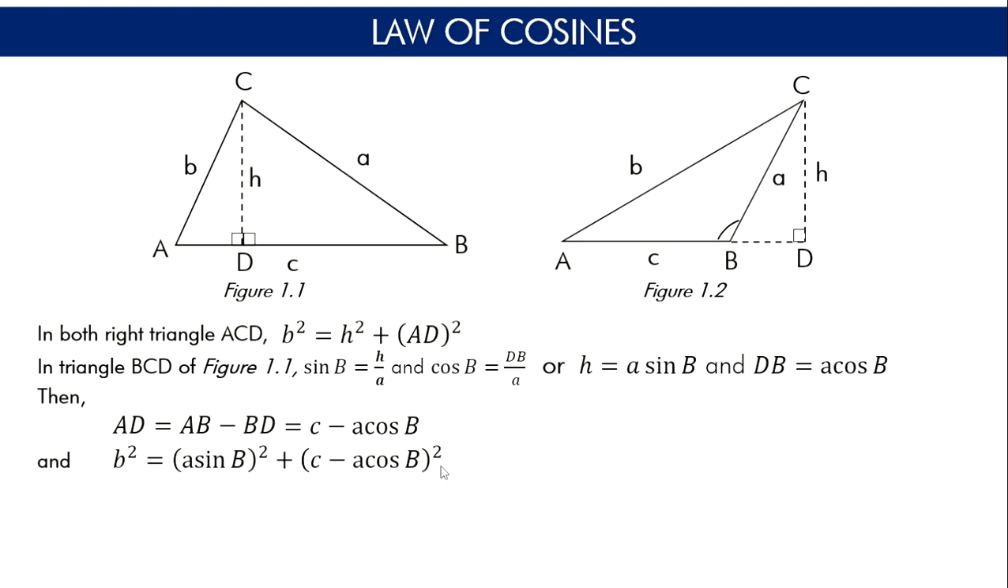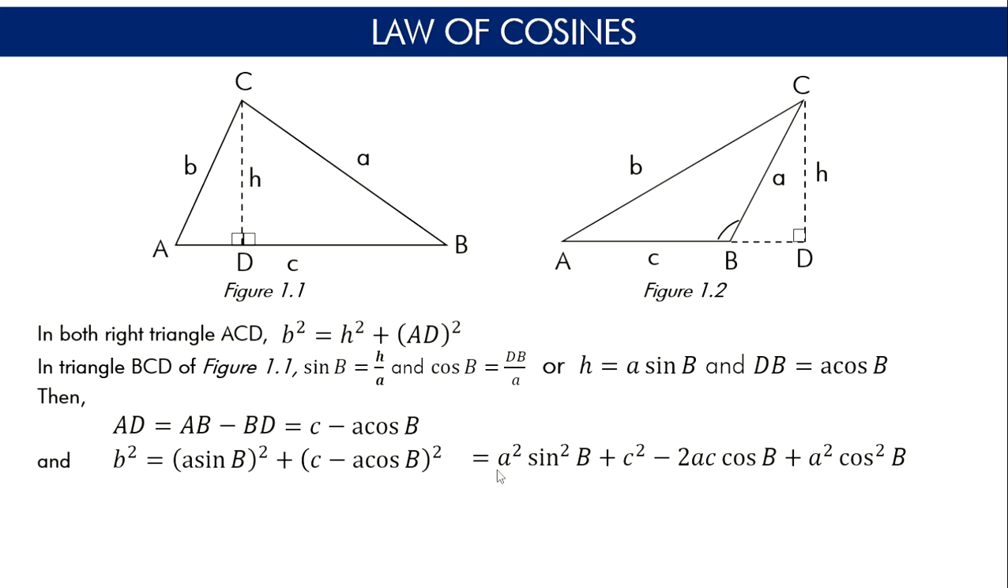Then let's simplify this. So we'll obtain here b squared is equal to a squared sine squared b plus c squared minus 2ac cosine b plus a squared cosine squared b. So from this we have a squared sine squared b, and then here we have c squared minus 2ac cosine b plus the a squared cosine squared b.